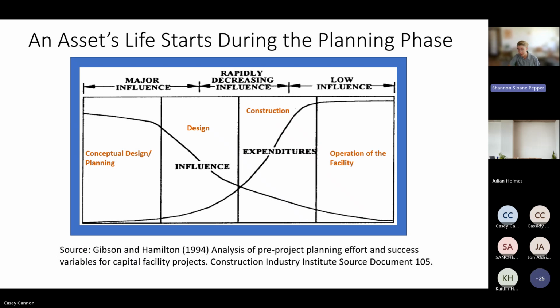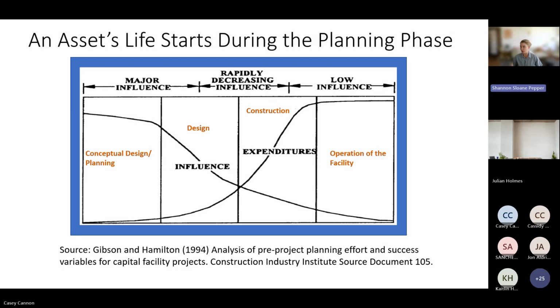begins when you start planning for it. Just a little visual here. You can see this is a curve. We're looking at a planning through operation phase of an asset's life. The point here is that the influence you have to make decisions about an asset is highest in the conceptual design and planning stage. This is where you can make changes, try stuff out, talk to people, and make changes at relatively low cost.